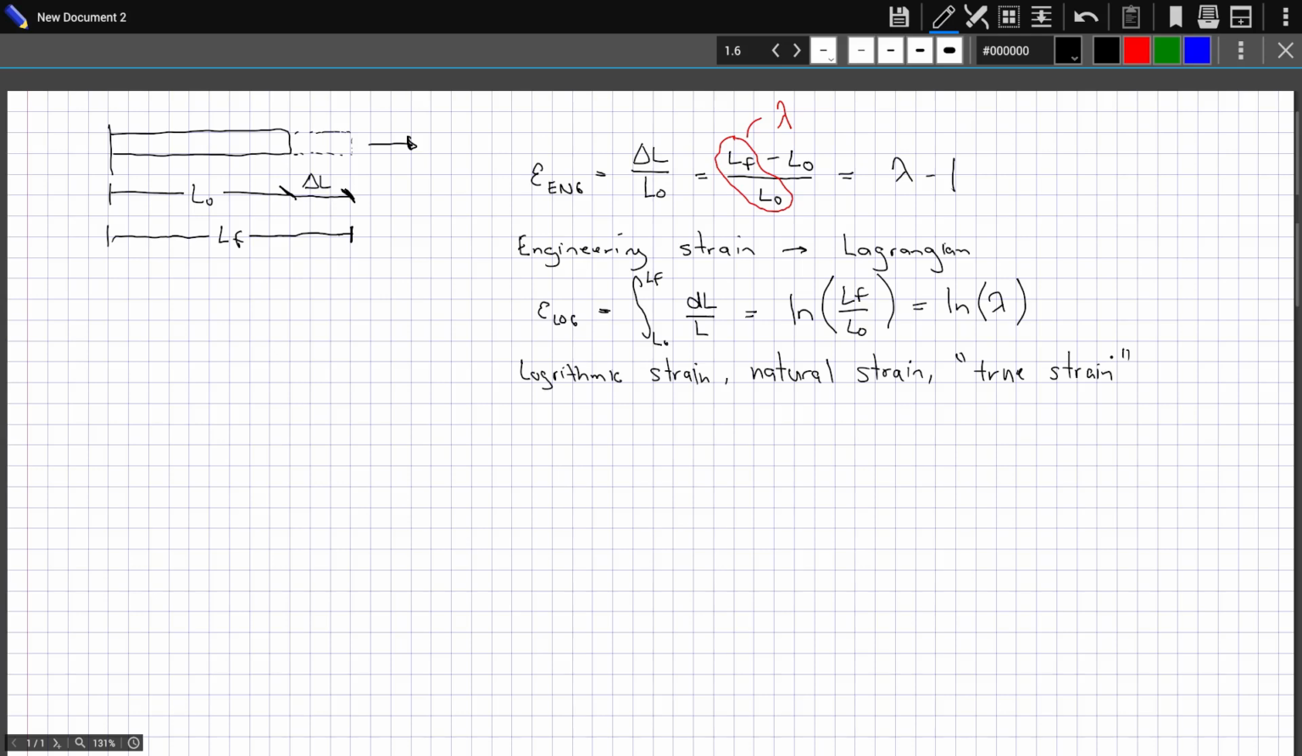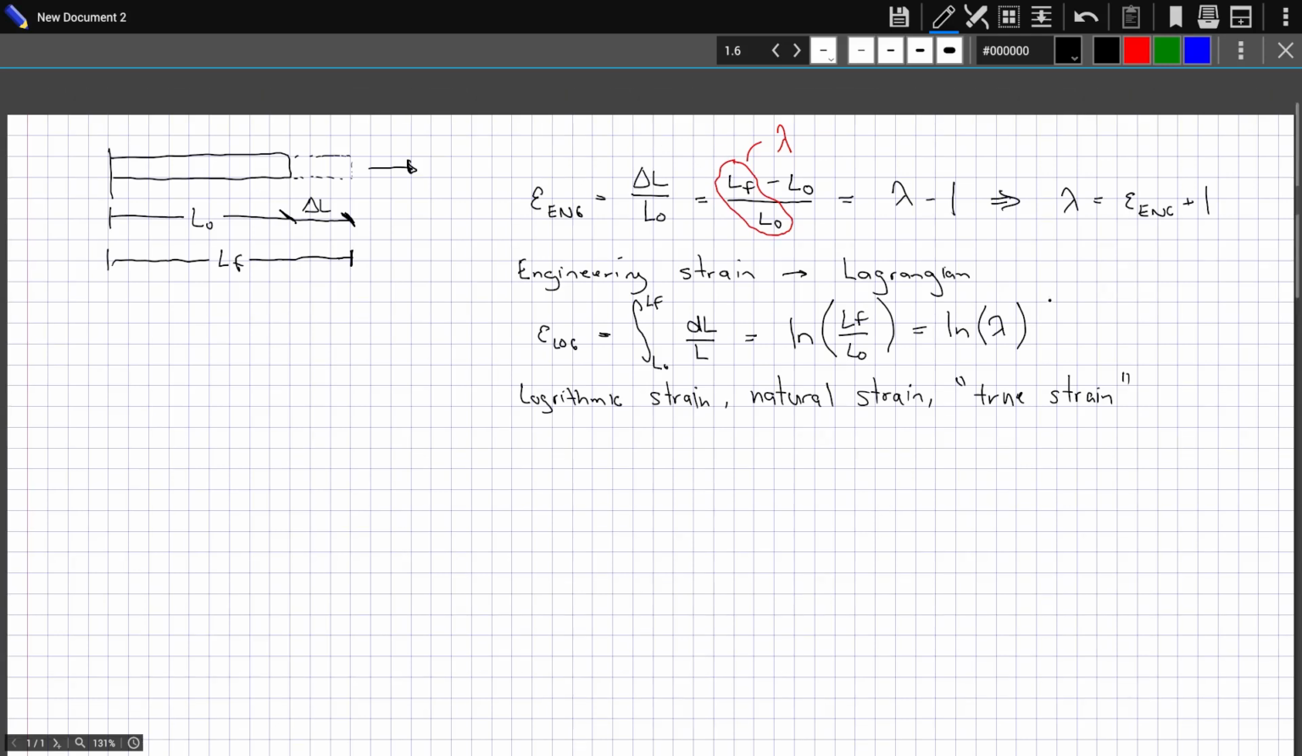But remember I said they're arbitrary. Well, let's look at that first equation again. The engineering strain is equal to lambda minus 1. I can simply rearrange that equation by solving for lambda, and we see that lambda is the engineering strain plus 1. Well, I could plug lambda into the other equation, and we get the natural log of the engineering strain plus 1. That's also the logarithmic strain. So they're related to each other.